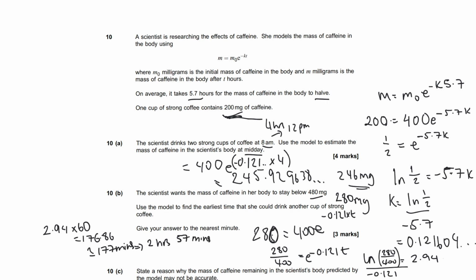So then if we now add that on to when she initially started, which was 8 a.m., that would leave you at the time of 10:57 in the morning. So we know the earliest time that she can take another cup of coffee is 10:57 in the morning.